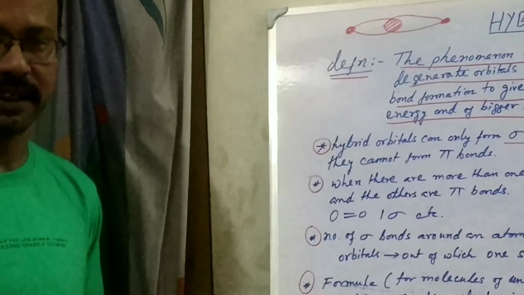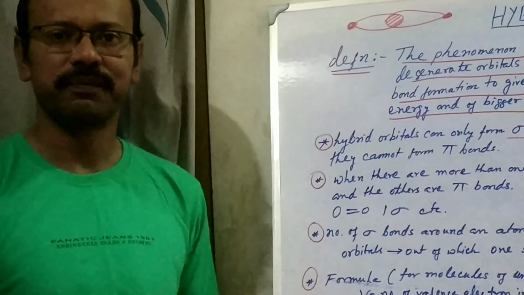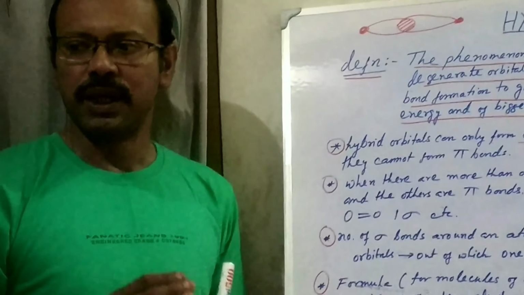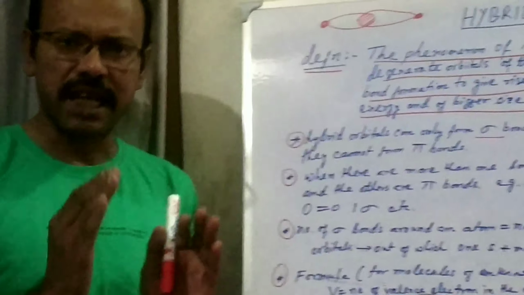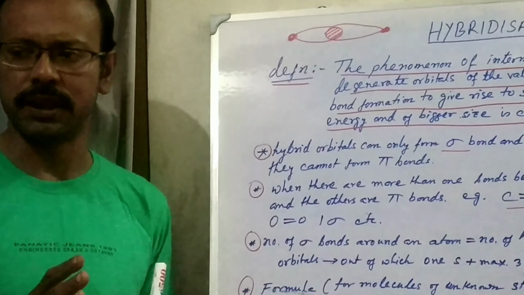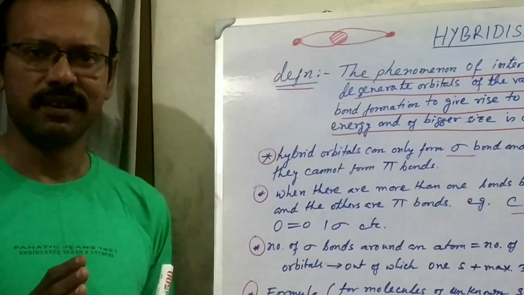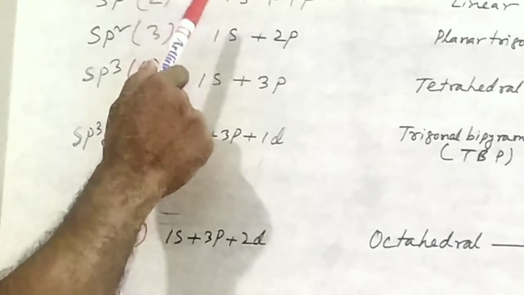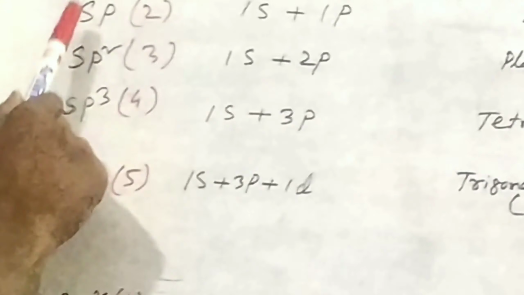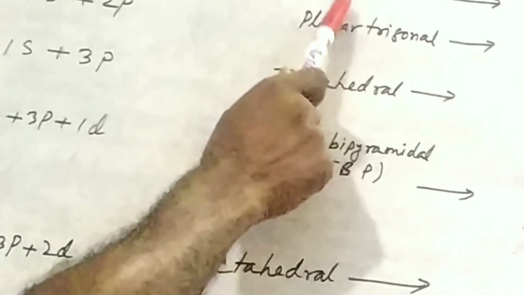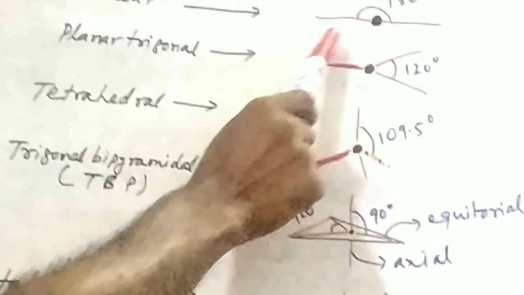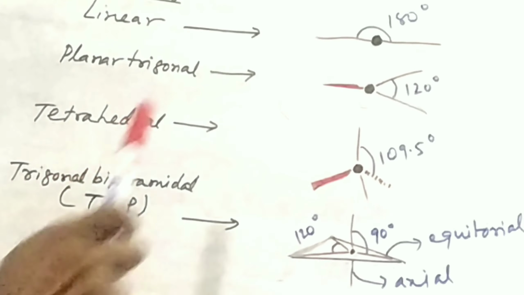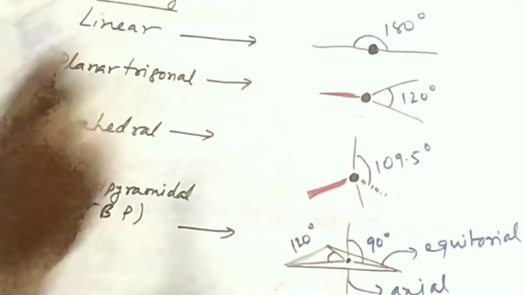But before that, I want to tell you about the hybridization state and the structure or geometry of the molecule. You see, when one s and one p orbital combine with each other, it gives rise to 2 sp hybrid orbitals, and the structure or geometry is linear, like this, and the ideal bond angle is 180 degrees.